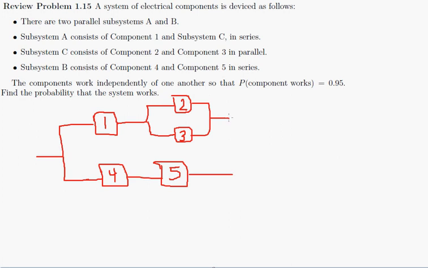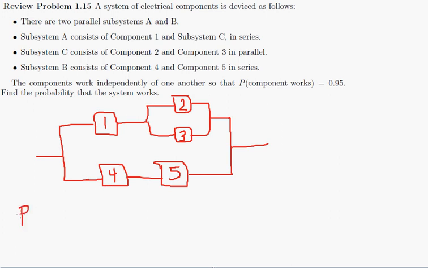Okay, so there is our system of electrical components drawn according to the components of the problem. The components work independently of each other so that the probability that each component works is 0.95. Find the probability that the system works. So let's take this one at a time. So let's start going bottom to the top.